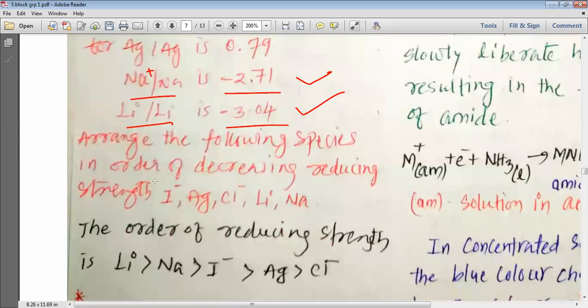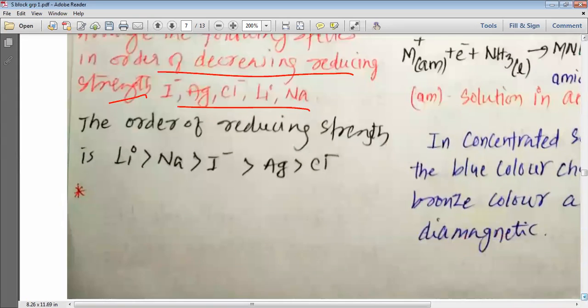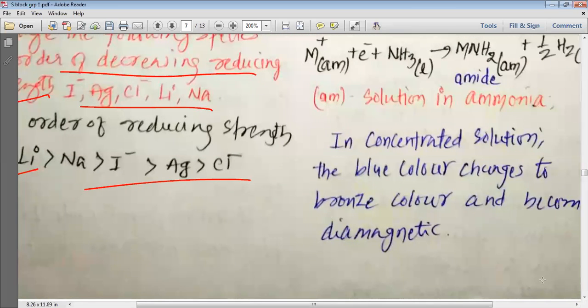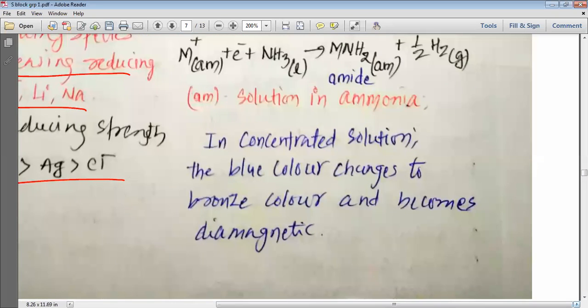Arrange the following species in order of their decreasing reducing strength. First we put the highest reducing strength, and then we go for the lower ones. Lithium has the most negative electrode potential value, and that is why it is most reducing in nature. Then we have sodium, then iodine, then silver, then chlorine. This is how we can arrange ions in order of decreasing reducing strength based on their electrode potential values.